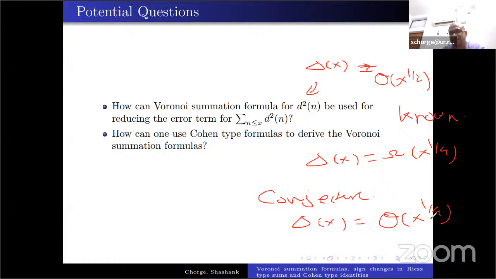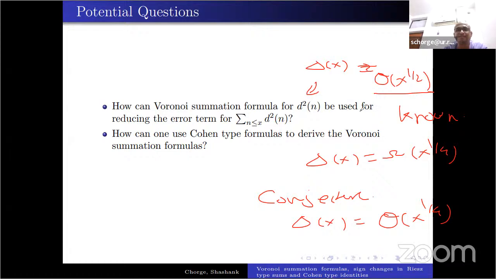So it will be interesting if we can really reduce x raised to half any further and bring it close to x raised to 1/4. Even if we can't achieve the optimum result, at least it should be possible to reduce the bound. It will be interesting to see that.